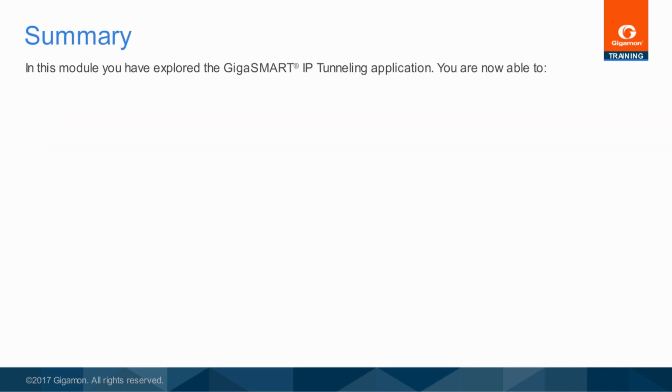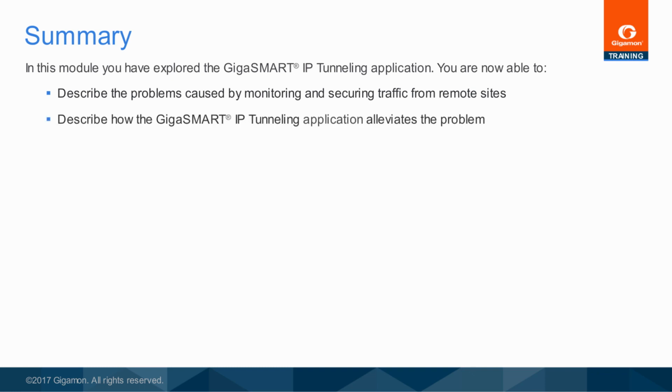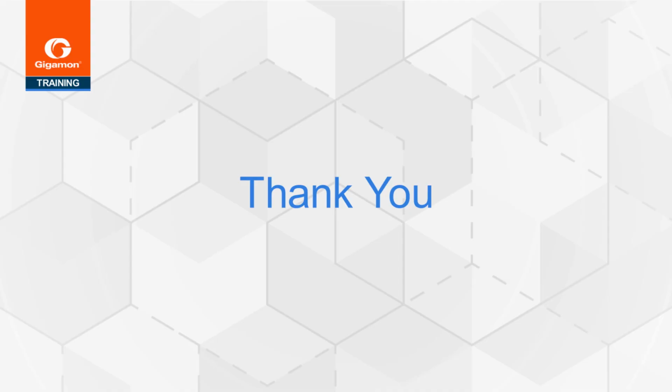In this module, you have explored the GigaSmart IP tunneling application. You are now able to describe the problems caused by monitoring and securing traffic from remote sites. Describe how the GigaSmart IP tunneling application alleviates the problem. Identify the use cases for the GigaSmart IP tunneling application. This concludes the training module for GigaSmart IP tunneling.